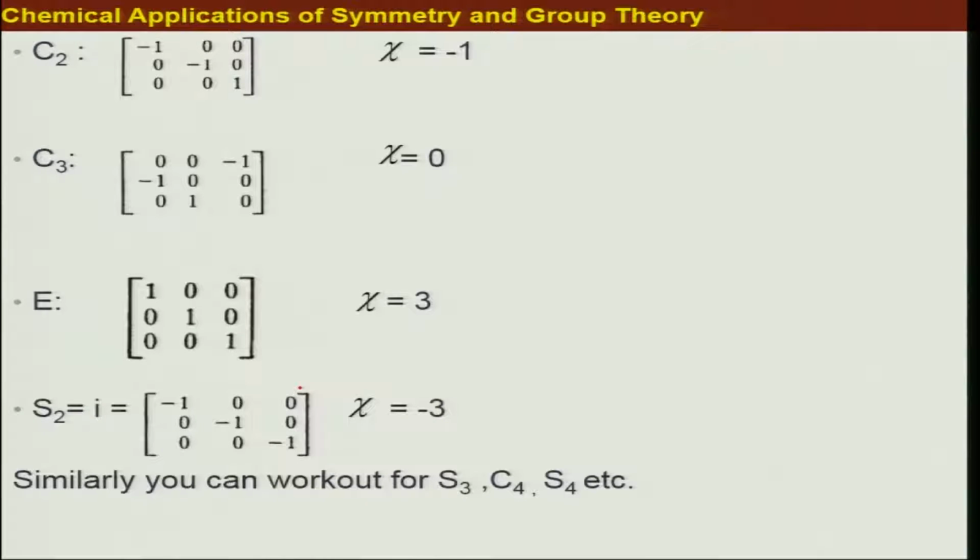Now, again let us look at the character of the C2 representation. When we have the representation of C2 formed using the xyz basis set, if I sum all these diagonal elements, I get the character as minus 1. Okay. Similarly, if I form a matrix for the C3 operation, then I sum up all these elements and I get the character as 0. Okay. And I can find it for the identity, and for the inversion operation or the Sn operation. So, in this way we can find the characters.